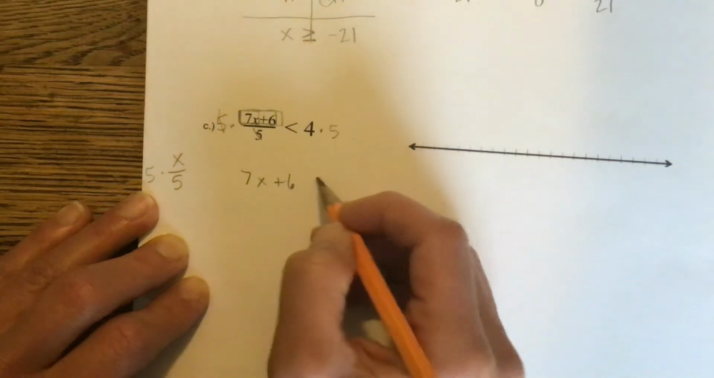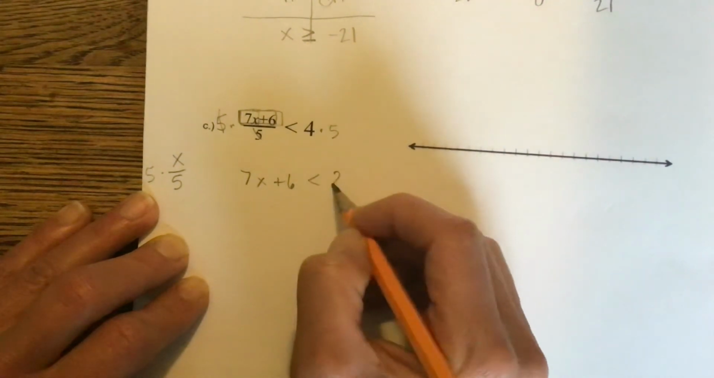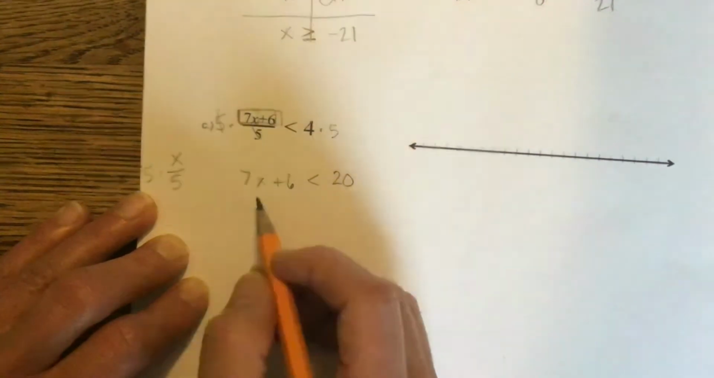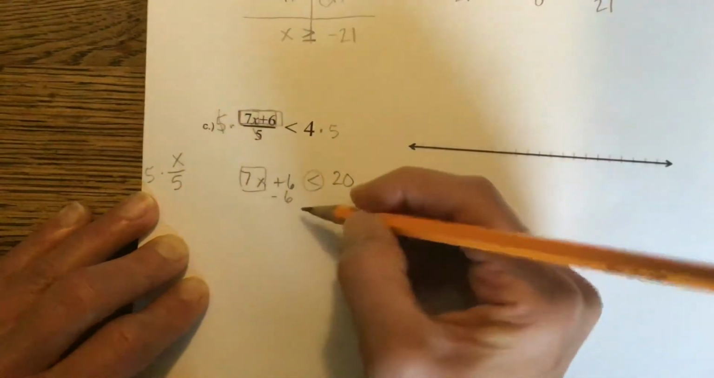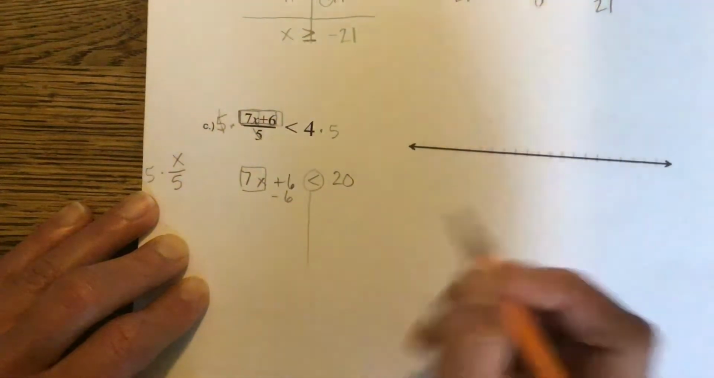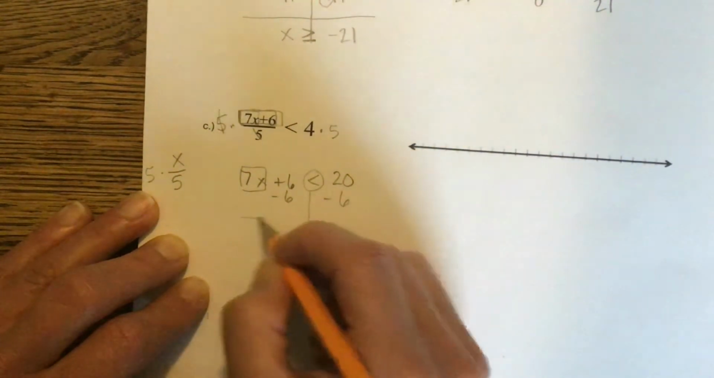7x plus 6 is less than 20. Now I have a 2-step equation. Okay, I can subtract. Sorry, you should probably figure out the left and the right side. Minus 6.